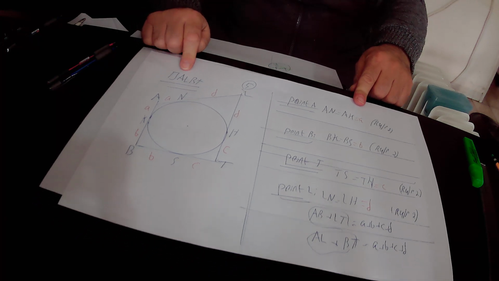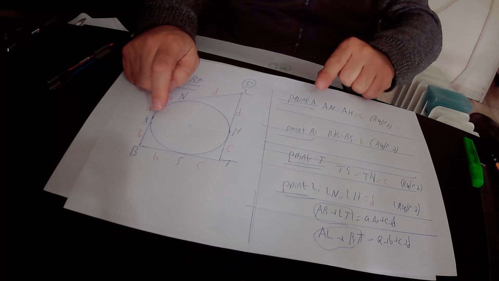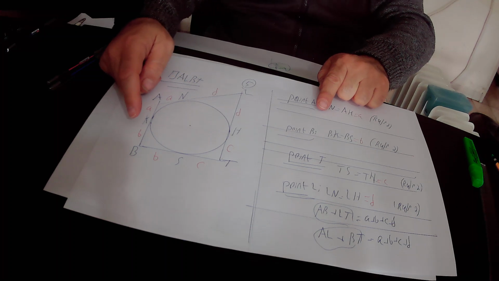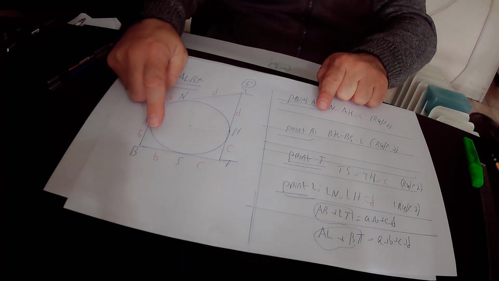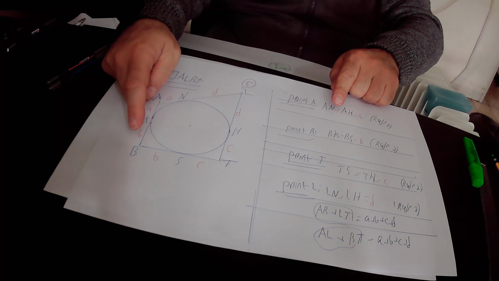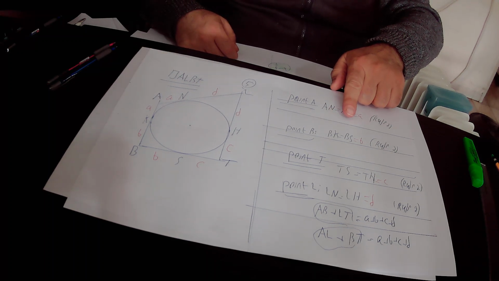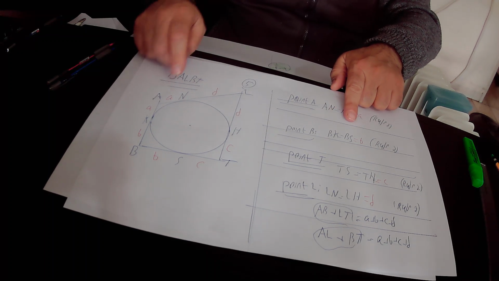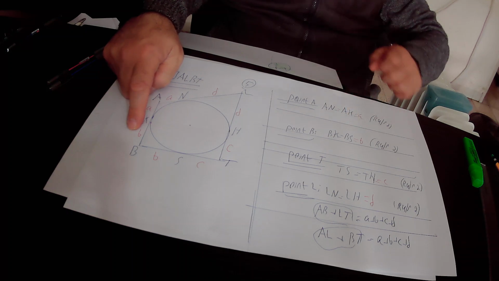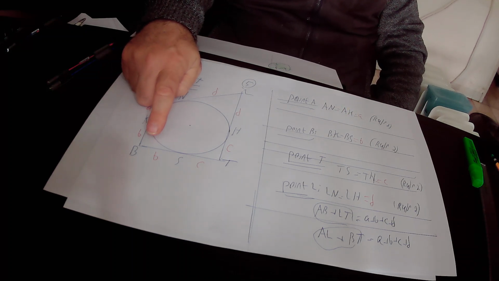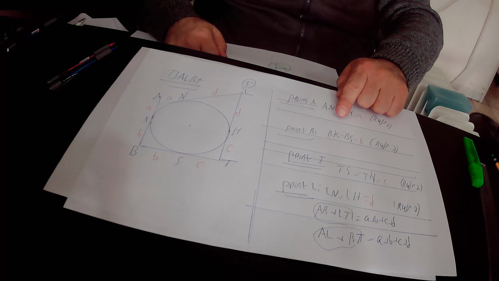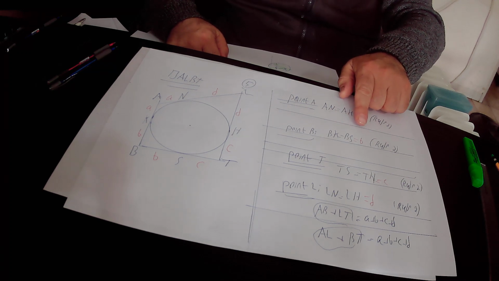Then we focus on the common standpoint point B. From point B, we have two tangents to this circle, tangent BK and tangent BS. According to rule 2, they are equal to each other. That is to say, BK equals BS. So if we define the length of BK as B, then BS must also equal B because they are equal to each other. So in total, we found out that BK equals BS equals B.